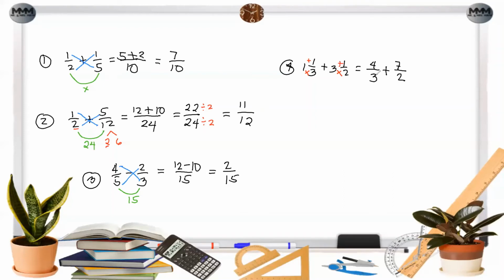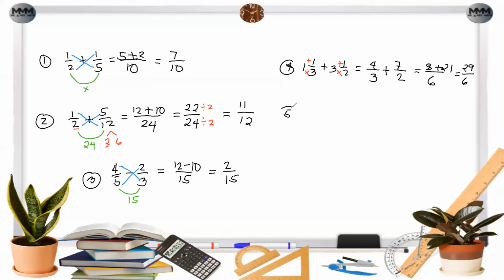Okay, so we will multiply the denominator. So we have here 3 times 2 is 6. Then this, we multiply 4 times 2 is 8, plus 7 times 3 is 21. So our answer is 21 plus 8 is 29 over 6. So this is our answer.